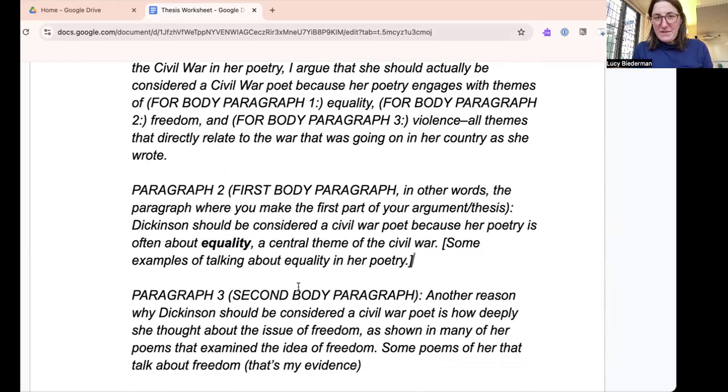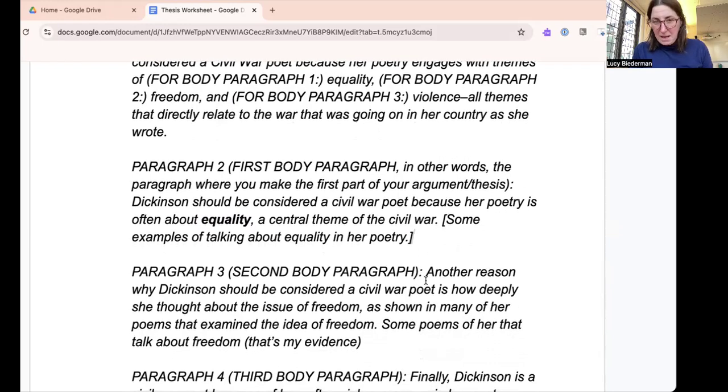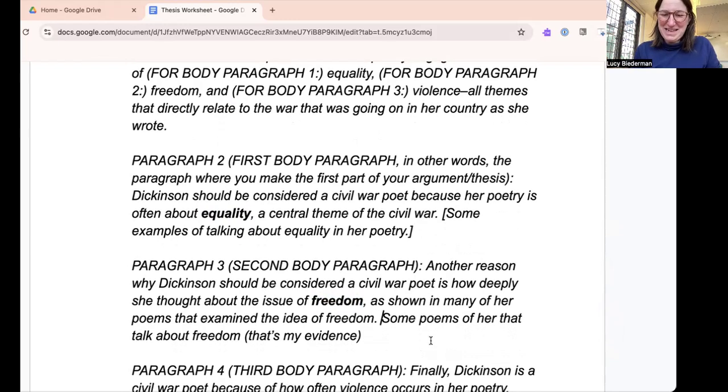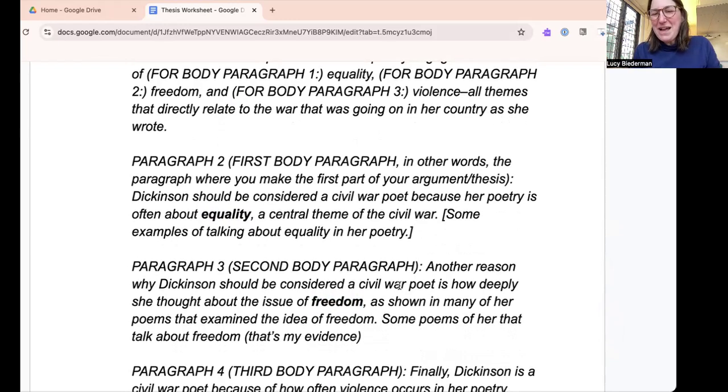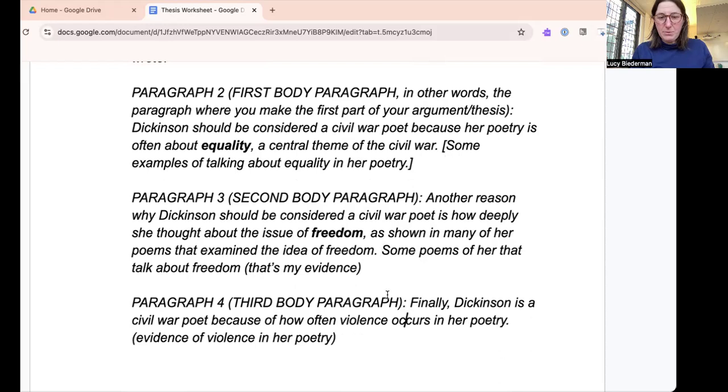Then the third paragraph of the paper, which is the second body paragraph, the second argument paragraph. Another reason why Dickinson should be considered a Civil War poet is how deeply she thought about the issue of freedom. Item number two from my thesis, as shown in many of her poems that examine the idea of freedom. And you'll see that I'm not exactly repeating my language from the thesis or from paragraph to paragraph, but I'm showing the reader that there's a parallel. I don't want to bore them, but I also don't want to confuse them. I want them to see, okay, here's item number two, and then here's item number three.